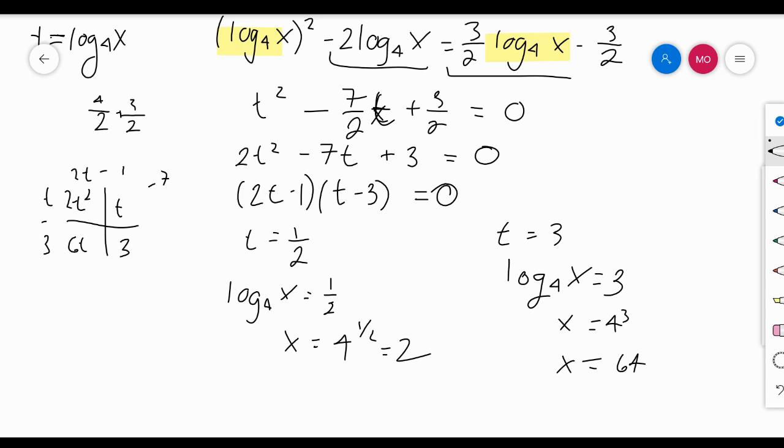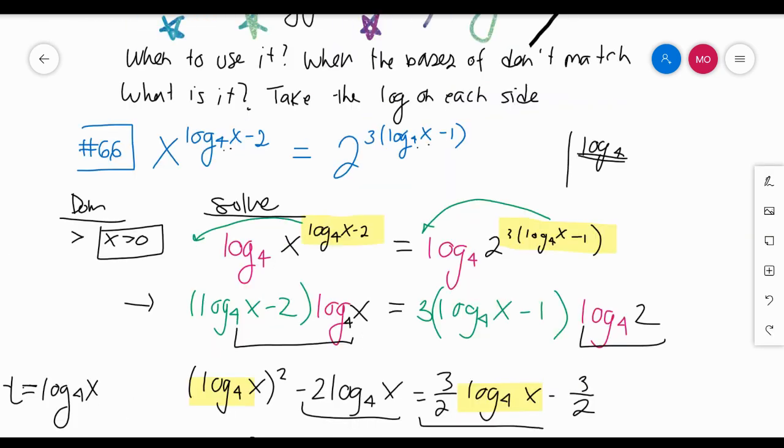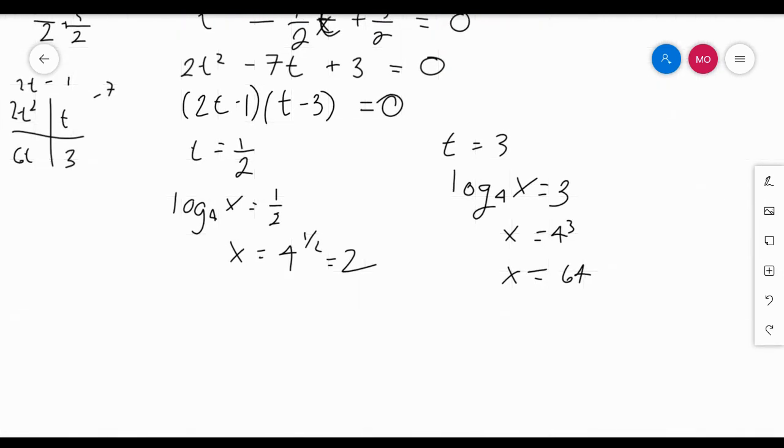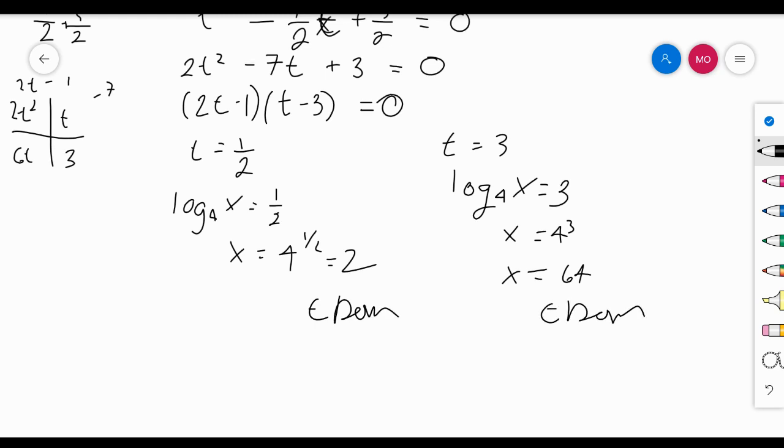What's our domain? I don't remember. X bigger than 0. So these are both acceptable answers. So x equals 64, x equals 2 are your two answers. I hope this makes sense. I'm just going to recap quickly in case you need it.